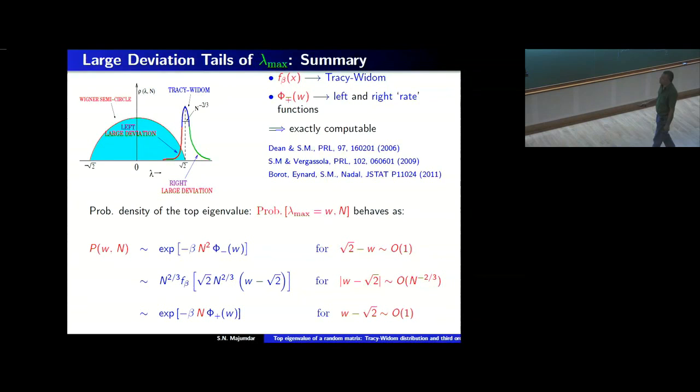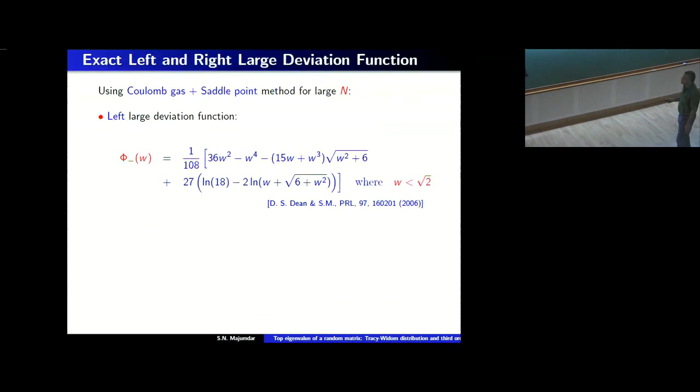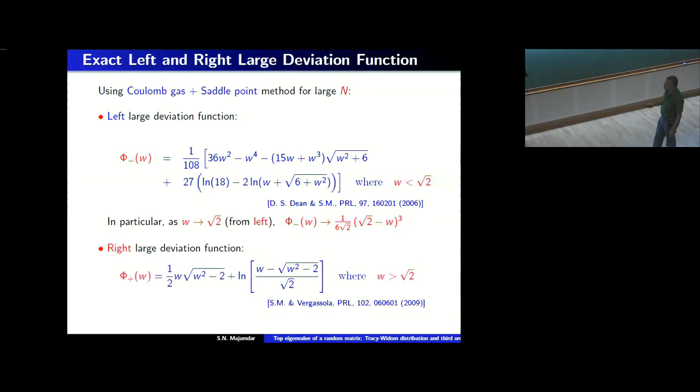These two rate functions were computed explicitly using the Coulomb gas and the saddle point method, but I'm not going to give you the details. One thing to notice is that this is the full rate function. As W goes to root 2 from the left, it goes to 0 as a power of 3. This is important, as we'll see later. Similarly, the large deviation function on the right side approaches 0 as a power of 3/2 as I approach root 2 from the right. So this is the main picture: there are these two large deviation tails, and there's a central Tracy-Widom peak.